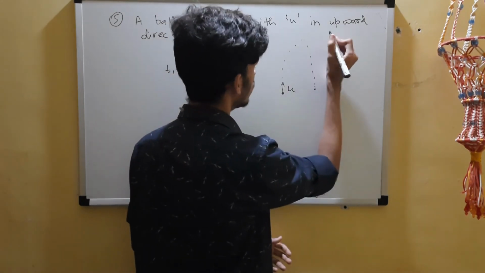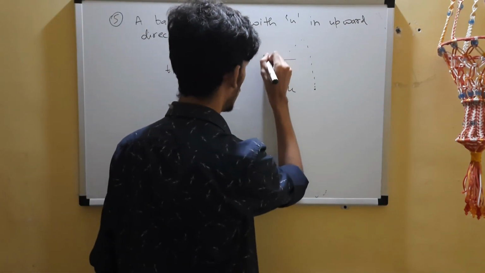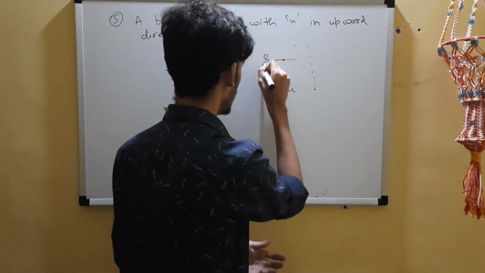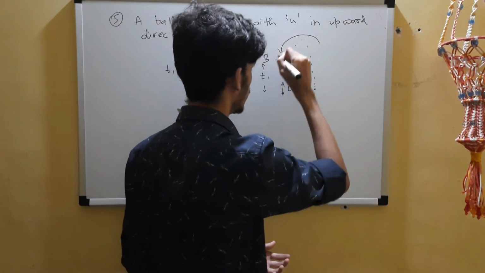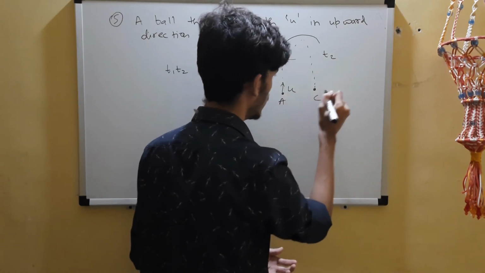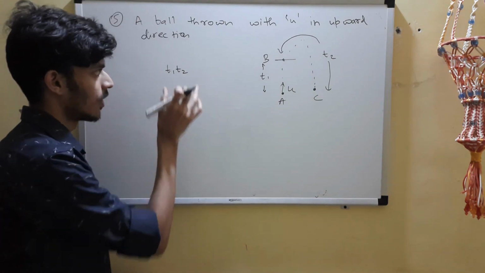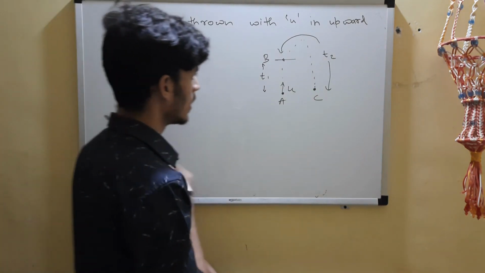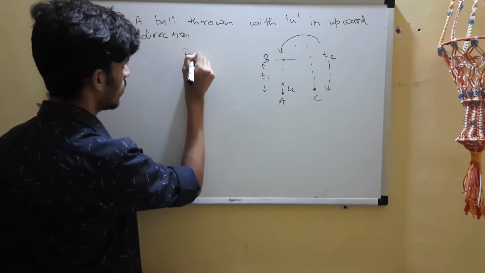Suppose this is a point B, which they have mentioned below the maximum height. From here to here the ball takes time t1, and for the rest of the journey, from B to, suppose here we call it C, so A, B, C, from here to here it takes time t2. What they have asked is to find t1 into t2. I'll give you your options.